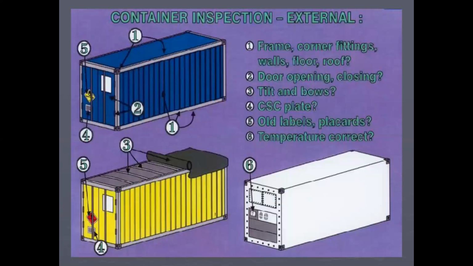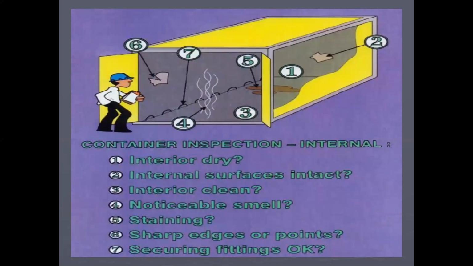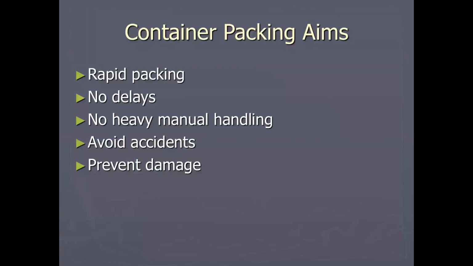The following aspects of the container's exterior should be assessed: frame, corner fittings, walls, floor, and so on. Once the external elements have been agreed, the container may be opened so the following checks can be made: dry, surfaces intact, clean, smell, staining, sharp edges or points, and securing fittings. The aims of container packing are rapid packing, no delays, no heavy manual handling, avoid accidents and prevent damage.